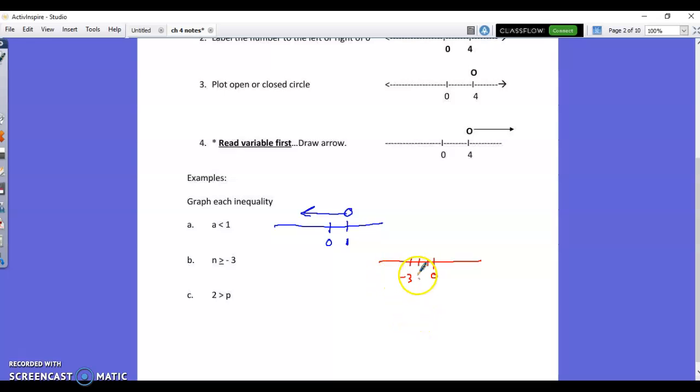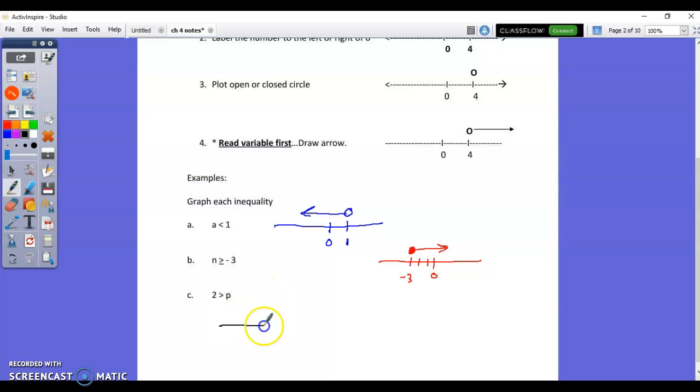All right, so you're just labeling to the left or to the right of 0, so I know that you understand that piece. Then I have to determine whether it's an open or a closed circle. In this case, we do have the line underneath. So I'm going to fill in the circle above the 3, because that's including the 3. And then reading the variable first, n is greater than or equal to negative 3. N is greater than or equal to negative 3, meaning all the numbers that are greater than negative 3. So this arrow indicates it goes on forever. All right, pause here and try this next one.